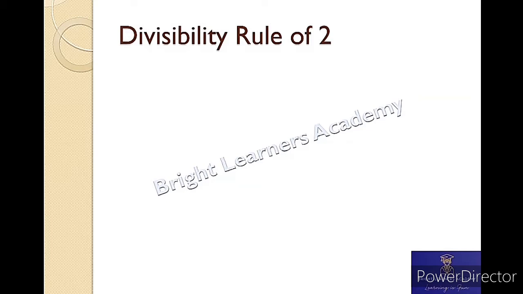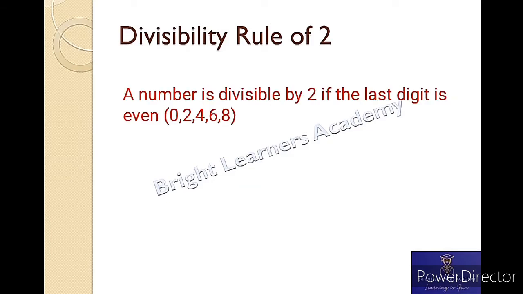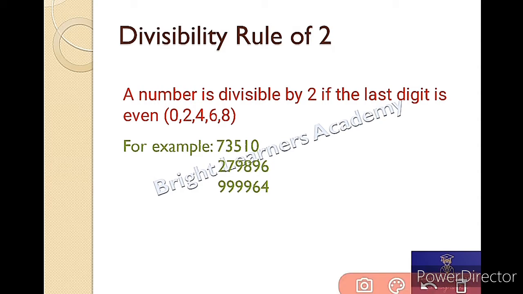Divisibility rule of 2. This rule says that a number is divisible by 2 if the last digit is even. Even means 0, 2, 4, 6, 8. For example, 73,510, 2,79,896, 9,99,964. If you notice, the last digits in these numbers are 0, 6 and 4. These are even numbers. So, it means they are divisible by 2.